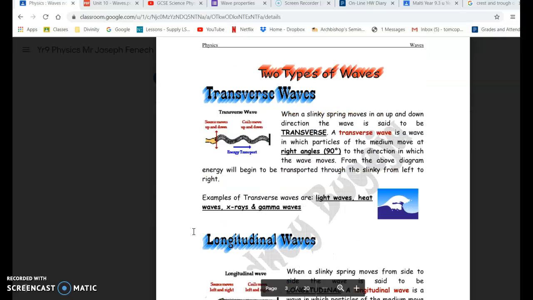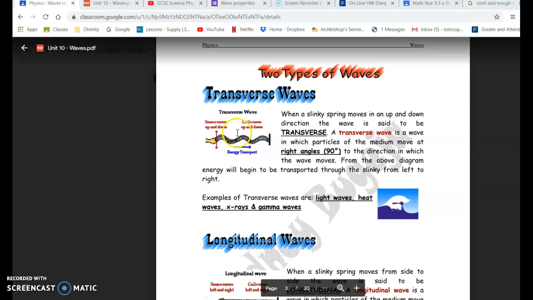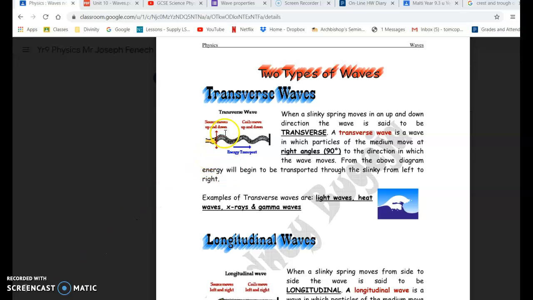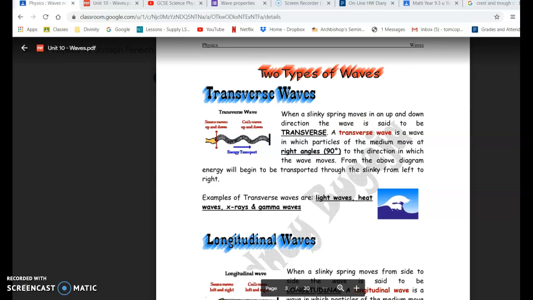So now there are only two types of waves. There are transverse waves and there are longitudinal waves. When you grab a slinky spring and you move it up and down, it creates a wave that goes up and down. So a transverse wave is a wave in which particles of the medium move at right angles.